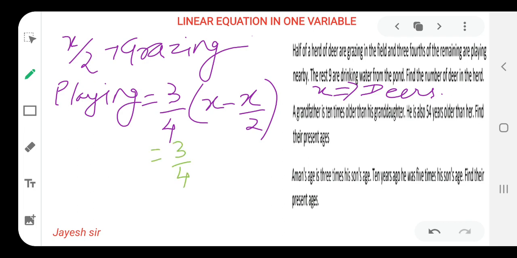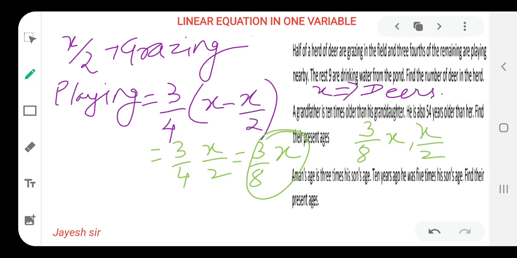So 3 by 4 of x by 2, that means 3 by 8x are playing nearby in the field. Yes, friends, I hope you all are getting it. X by 2 are grazing and 3 by 8x are playing nearby, and the rest, 9, are drinking water from the pond. That means after adding these we can find the total number of deer. So I am writing over here: 3 by 8x were playing, x by 2 were grazing, and 9 were remaining.